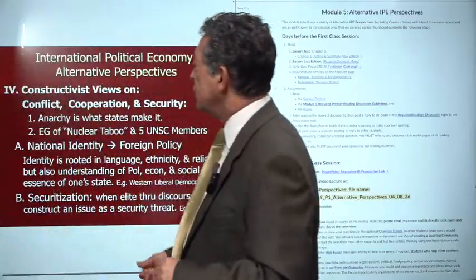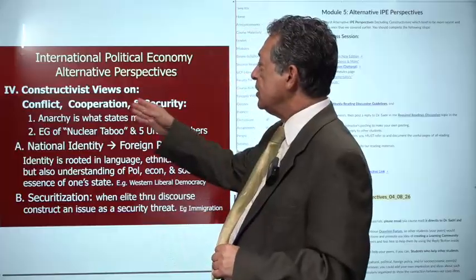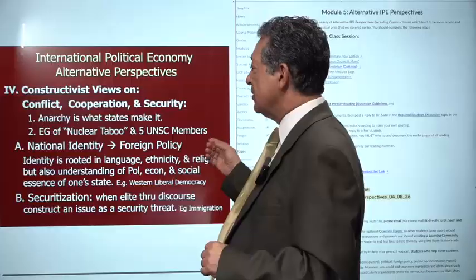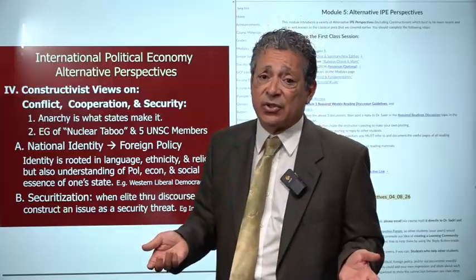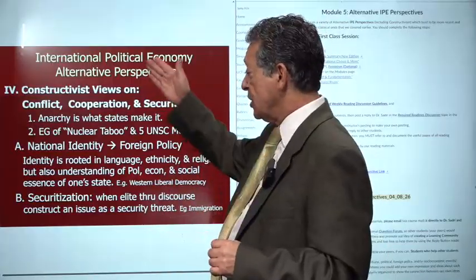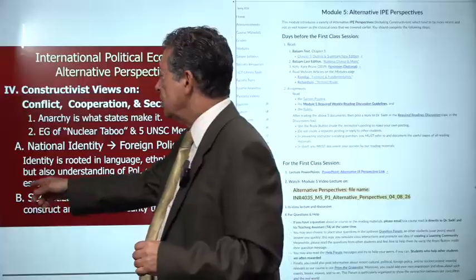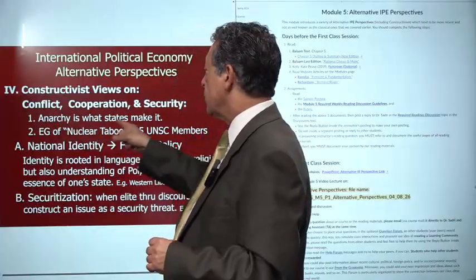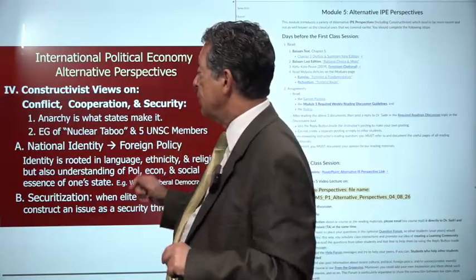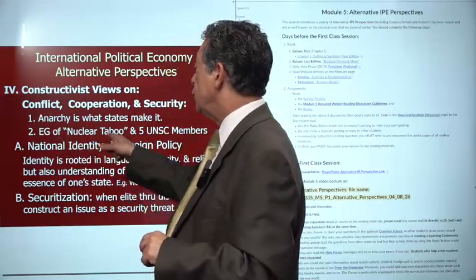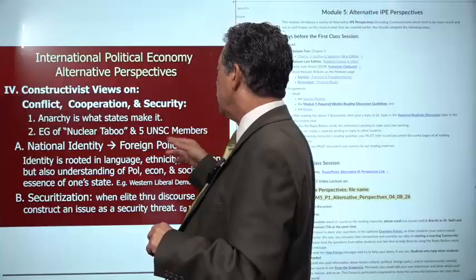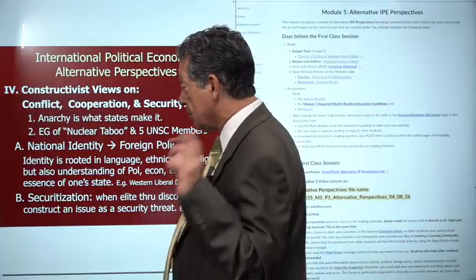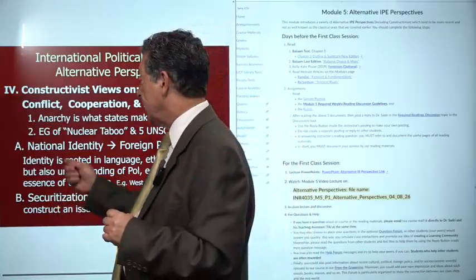Okay, so here we go. The next notion is constructivist views on conflict, cooperation, and security. I thought this part was much easier, so I just highlighted two main things for you. You should consider that anarchy is what states make of it, based on their view. An example is the nuclear taboo and the five UN Security Council members, explained very well there.